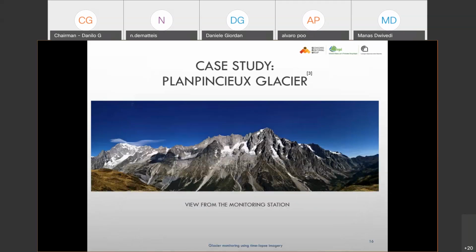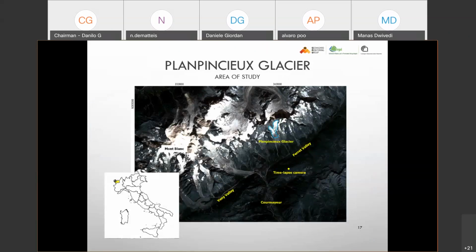Okay, now that I have presented the theoretical part, the monitoring technique, I will show a case study where this technique is applied. That is the Planpincieux glacier. This glacier is located in the Mont Blanc area in northwestern Italy. It lies on the Italian side of the Grandes Jorasses Massif, and in particular, it is in the Ferret Valley, in the municipality of Courmayeur.